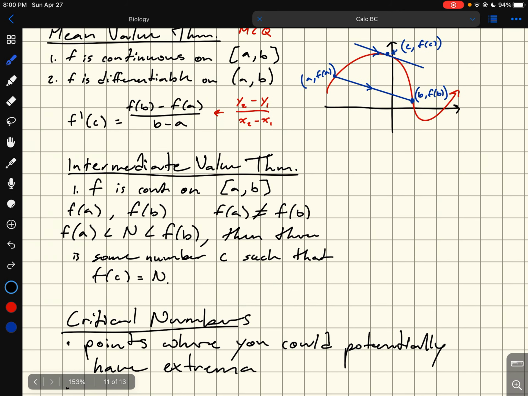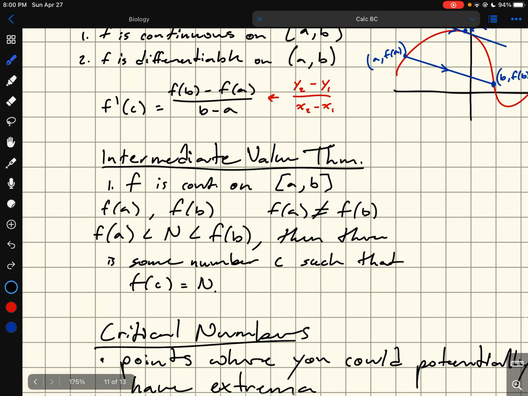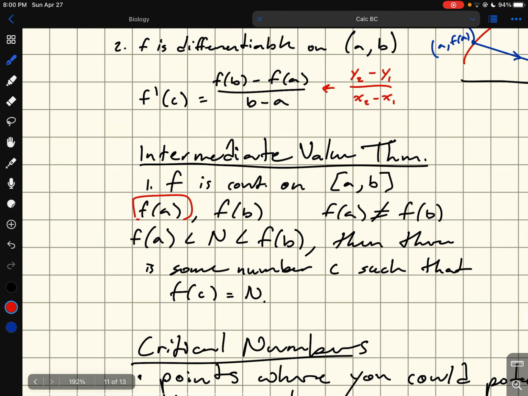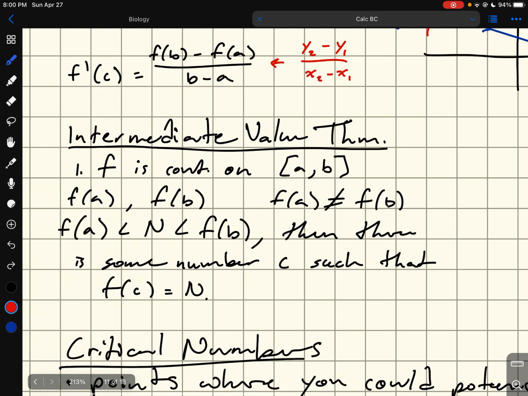Okay, intermediate value theorem. One condition: it has to be continuous on the closed interval. And you have these 2 y values. Remember that f of something is the same as a y value, because this a and this b are x values that you plug into the function. When you plug an x into the function, you get a y out. So the only thing is these y values do not equal each other.